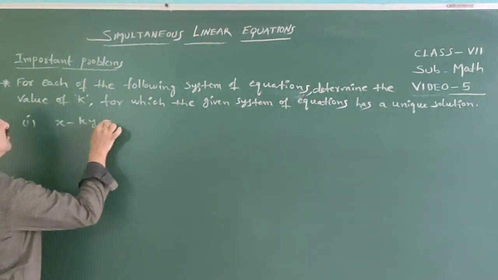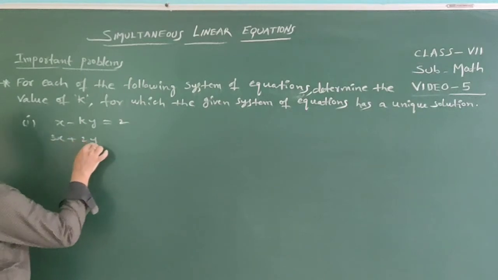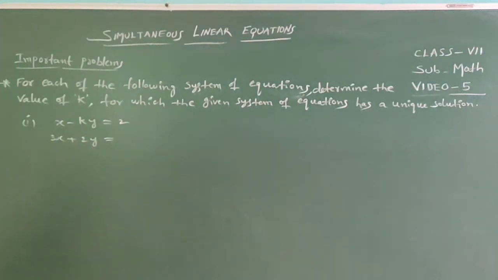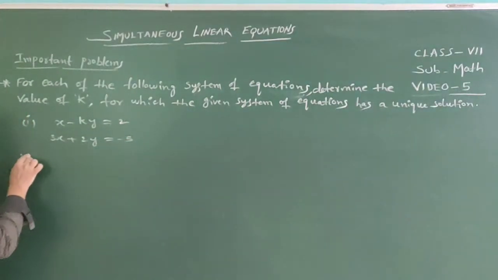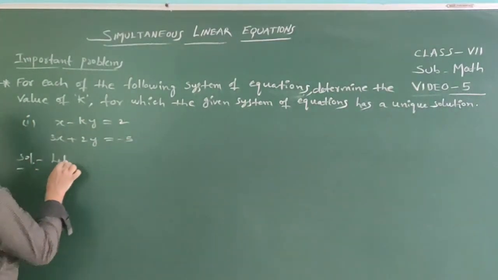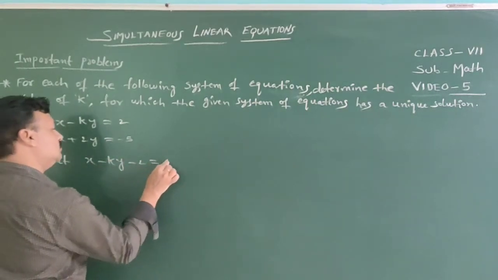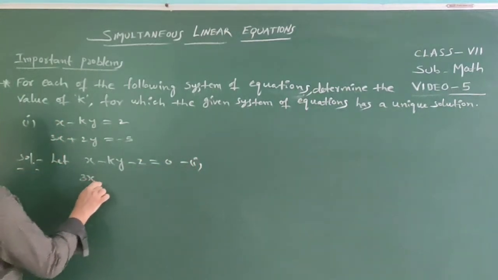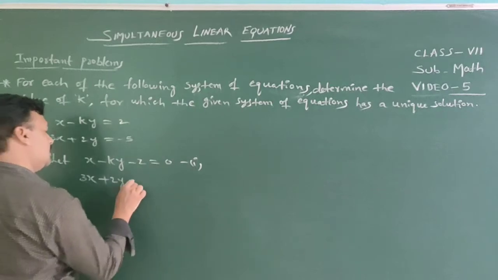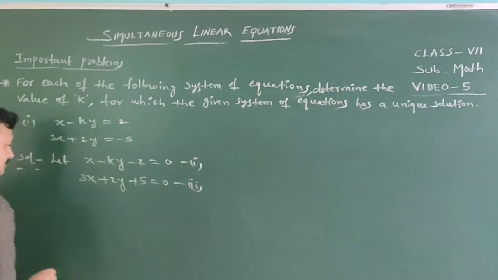x minus ky equal to 2, 3x plus 2y equal to minus 5. Let x minus ky minus 2 equal to 0 be the first equation, and 3x plus 2y plus 5 equal to 0 be the second equation.